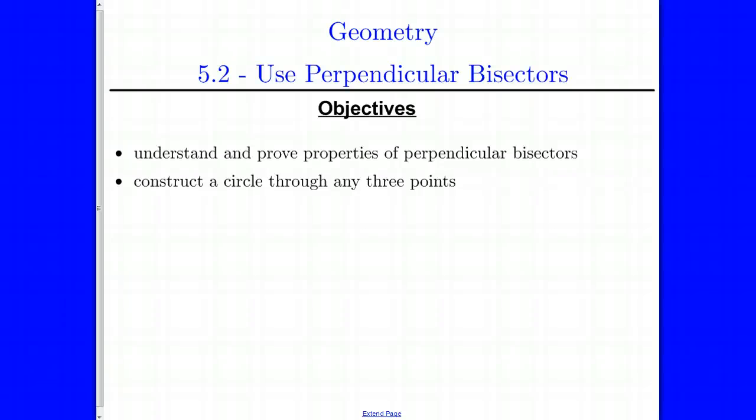Hello, geometry class. These are the notes for section 5.2. What we're talking about here is some properties of perpendicular bisectors.